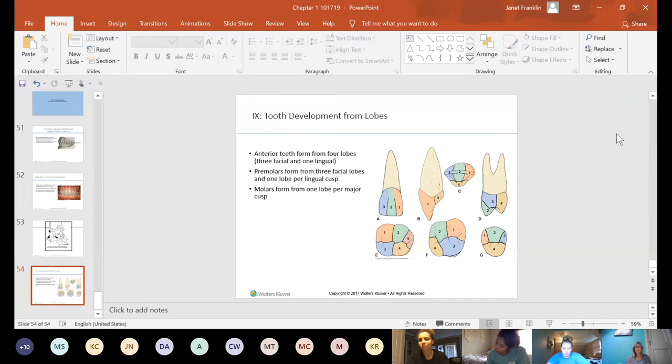We will continue to build on this, but like I said, this is your foundation. This is your terminology. So once you get this terminology down, the rest of it's just going to be applying it to each tooth. This is basically a lot of it in a nutshell. And we'll learn how to apply all this terminology to the different types of teeth. Does anybody have questions?